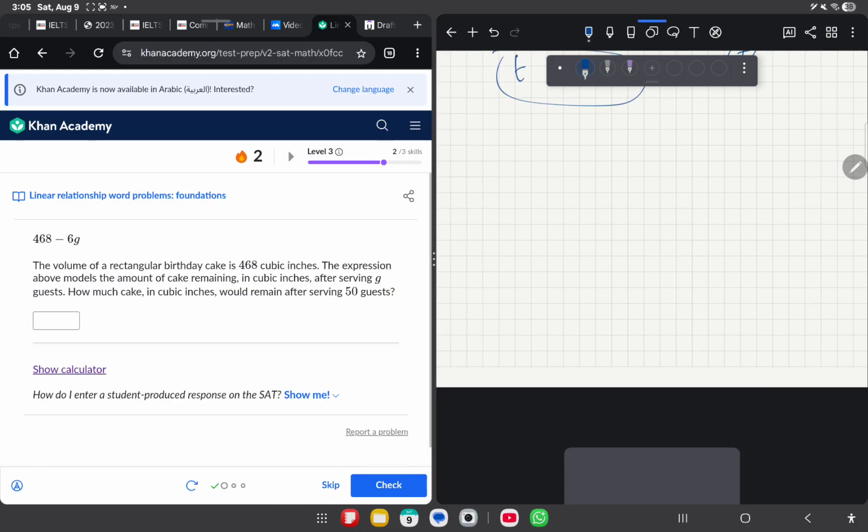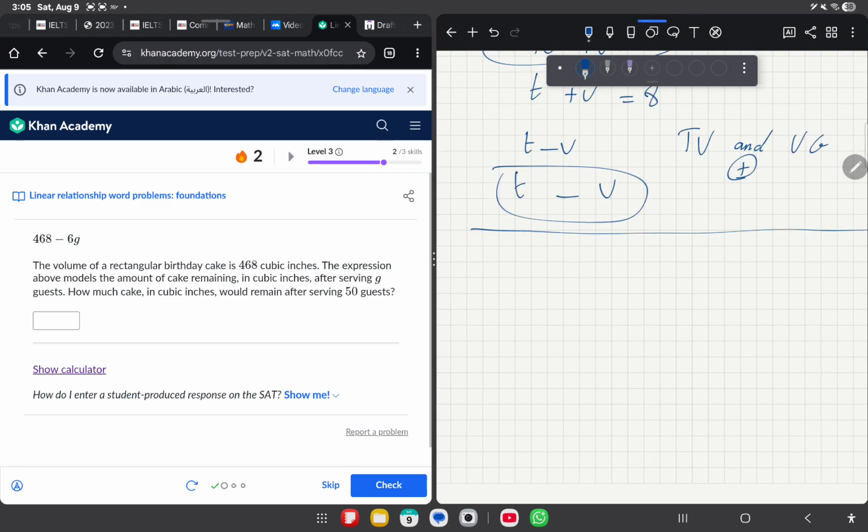Now, the next one. Let us look at this question. 468 minus 6g. The volume of a rectangular birthday cake, a 3D rectangle, is 468 cubic inches. The expression above models the amount of cake remaining. So if it's remaining, obviously, 468 minus 6g.